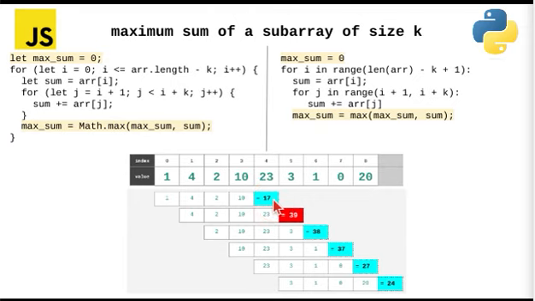17 is our running sum, which is greater than the current max sum, which is 0. So now 17 becomes the max sum. Then in our second subarray, our running sum is 39, which is greater than the max sum of 17, so 39 becomes the max sum. And in our third pass, 38 is not greater than 39, so our max sum does not change. Our max sum is still 39.